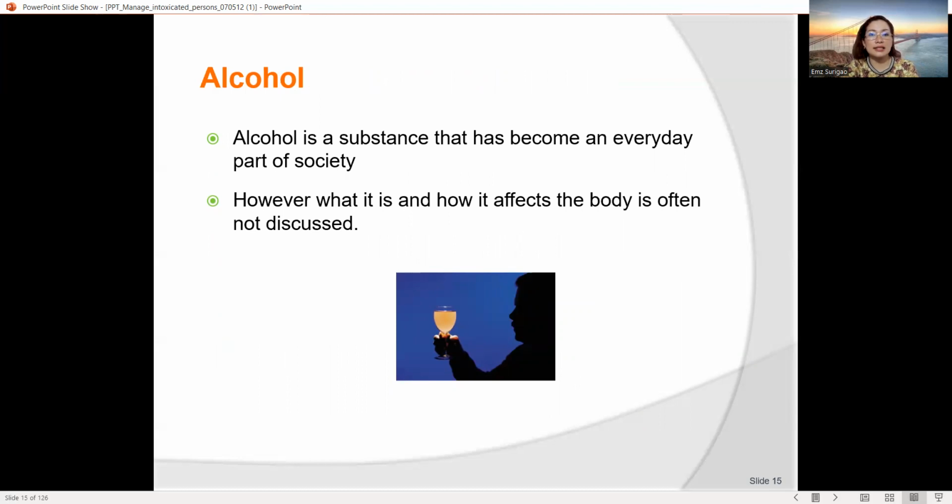Alcohol is a substance that has become an everyday part of society. However, what it is and how it affects the body is often not discussed. Okay, so that is the problem, because the effect is not often discussed. The only thing that they think of is pleasure, but the effect of alcohol is very dangerous to our health.